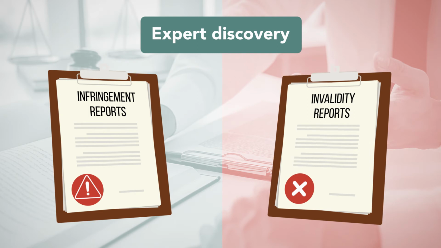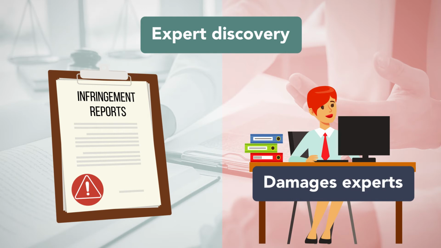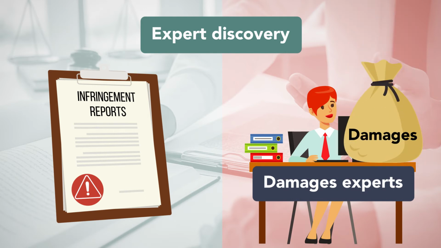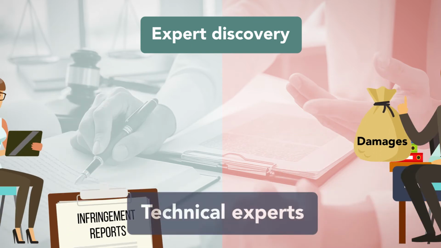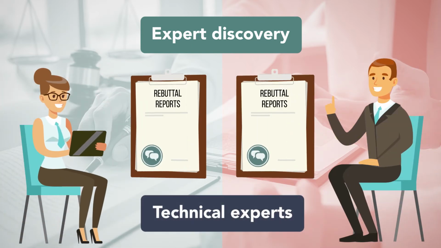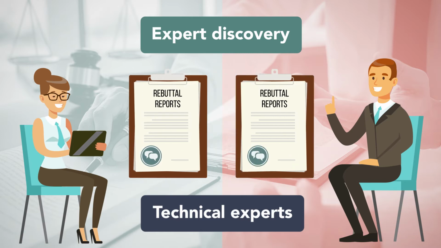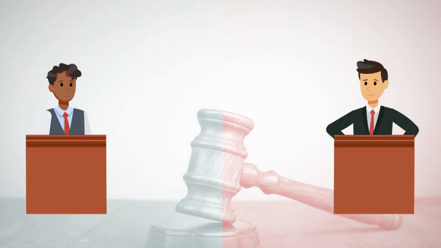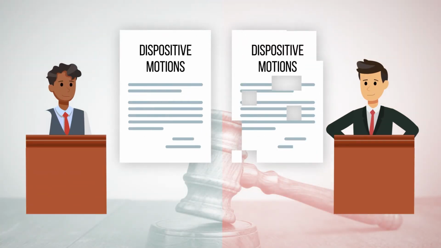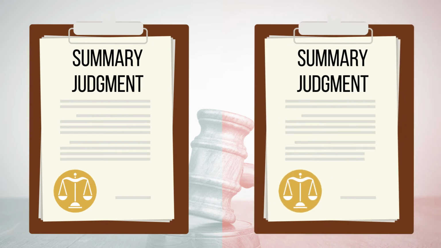In addition, accused infringers typically hire damages experts to prepare reports detailing the bases and amounts of all claimed damages. Finally, each party's technical experts can provide rebuttal reports to the other side's experts. The expert witnesses are then deposed, and their testimony and reports are used in drafting dispositive motions. Once discovery is over, each side can move for summary judgment, as with all litigation.